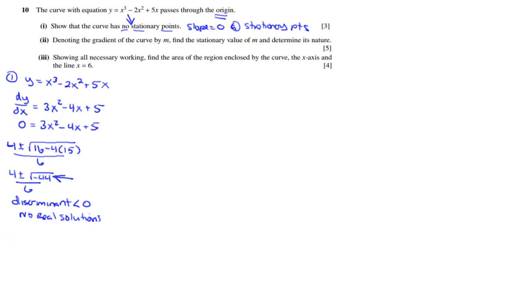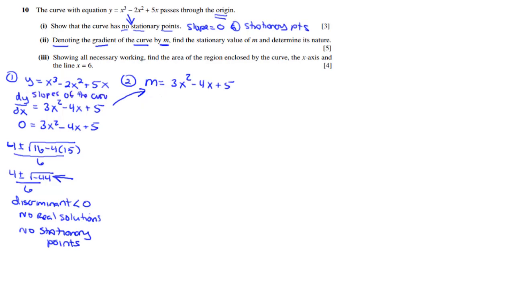In part 2, they want me, and this is confusing, to denote the gradient of the curve by m. So that means I'm going to make the gradient of the curve equal to m. Well, this derivative we found over here, that is the gradient of the curve. That's how you find the gradient of the curve. Because remember, the slopes are going to be different depending on all the points. So I'm making that equal to m.